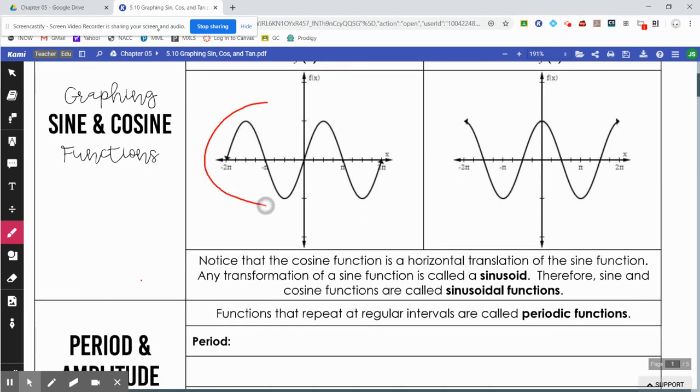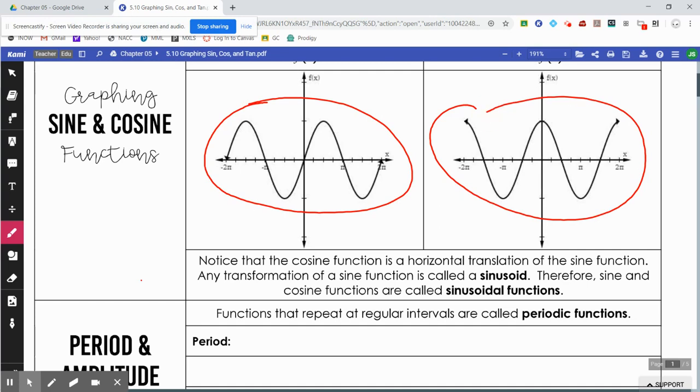Notice that with our sine graph and our cosine graph, the cosine function is a horizontal translation of the sine function. They're the same graphs, just shifted over. Now, it is important that you know which is which. And we know that the sine of 0 is 0, and the cosine of 0 is 1. So that's a tip that you can use to see which is which.